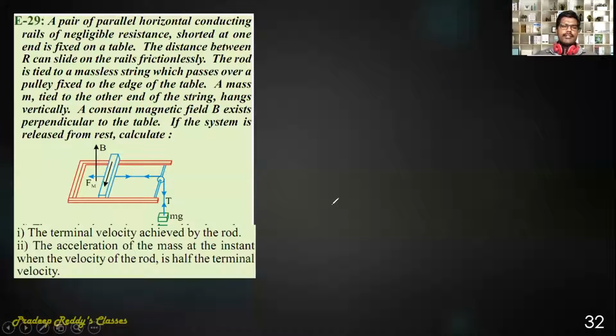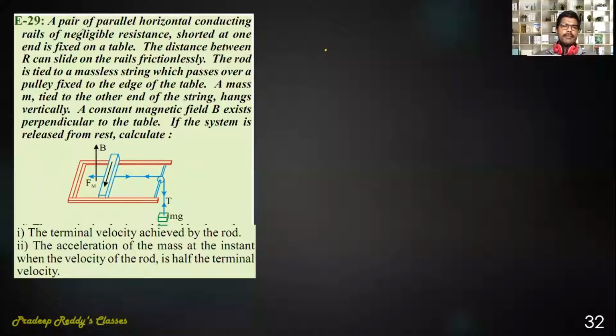In the previous video sessions, we already discussed a few equations regarding EMF developed due to motion of a rod and due to rotation of the rod. We will use those formulas and solve a few problems in this video session.